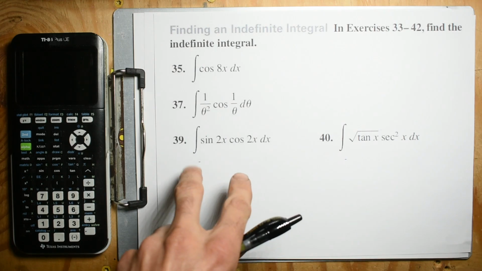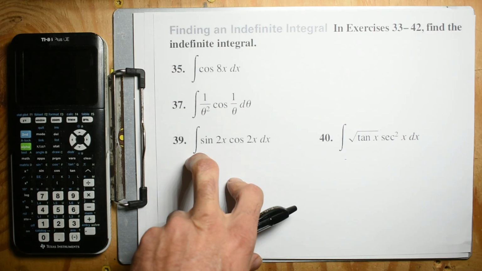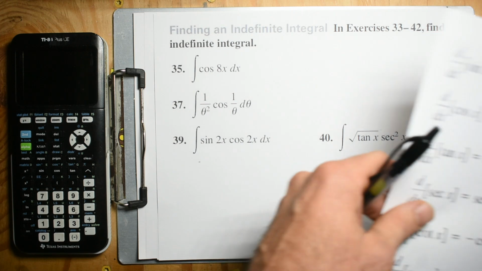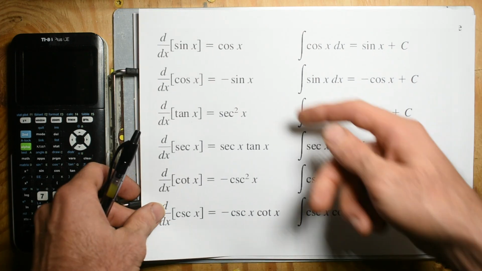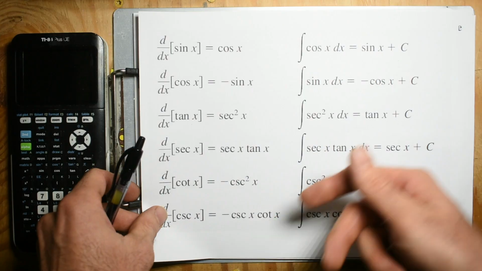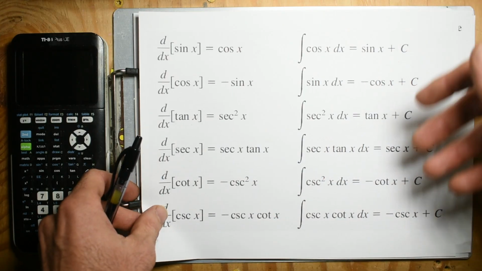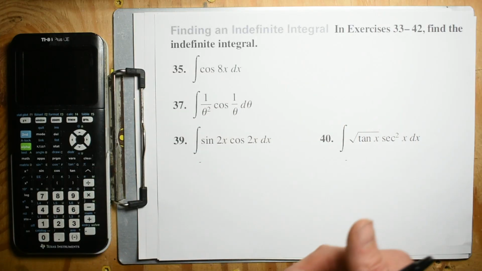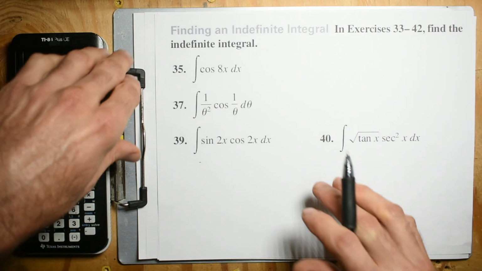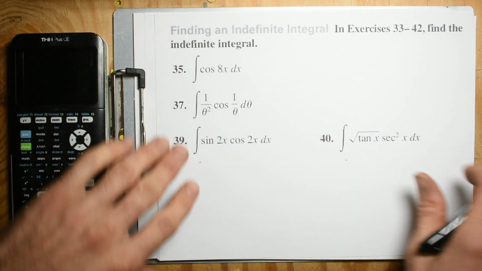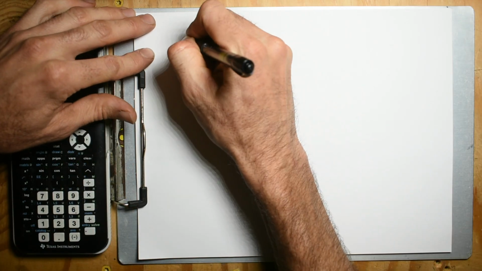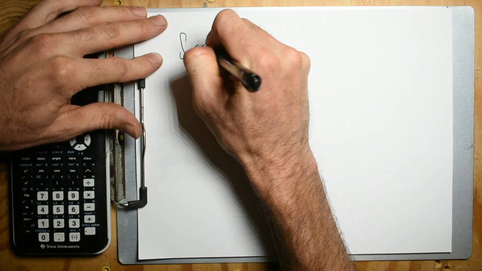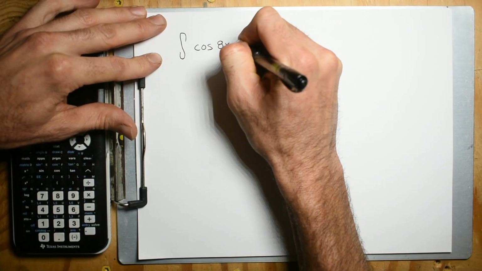And this is cool, because you're going to see me do this fast, because I'm thinking we should go over all the derivatives of all the trigonometric functions and figure out how they relate to their integrals. But we're going to do u substitution, so let's just fly this one out. The first problem is the integral of cosine 8x dx.